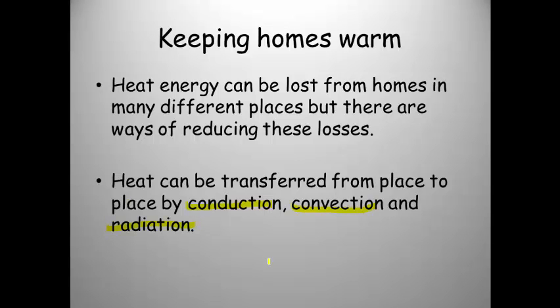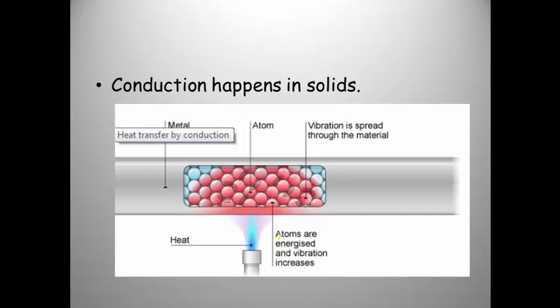So let's just look at each one of those in turn before we look at how heat can be saved from the house. First of all, conduction. Conduction happens in solids. Now this is obviously a diagram showing a metal being heated. What's going to happen is these atoms are going to start vibrating first as they gain some heat energy, and they're going to pass the energy on to the neighbouring atoms, and they're going to start vibrating. So this one's going to start vibrating first, and then it's going to pass the energy on to this one, then it's going to pass the energy on to this one, and so forth.